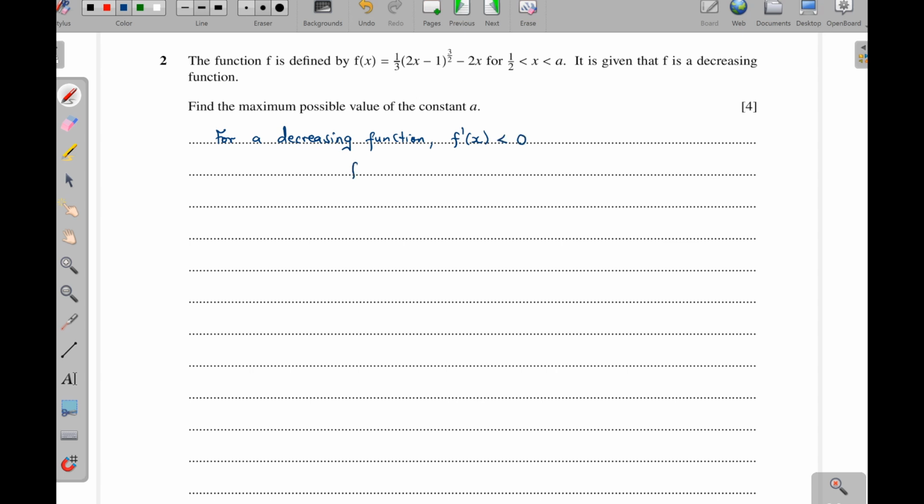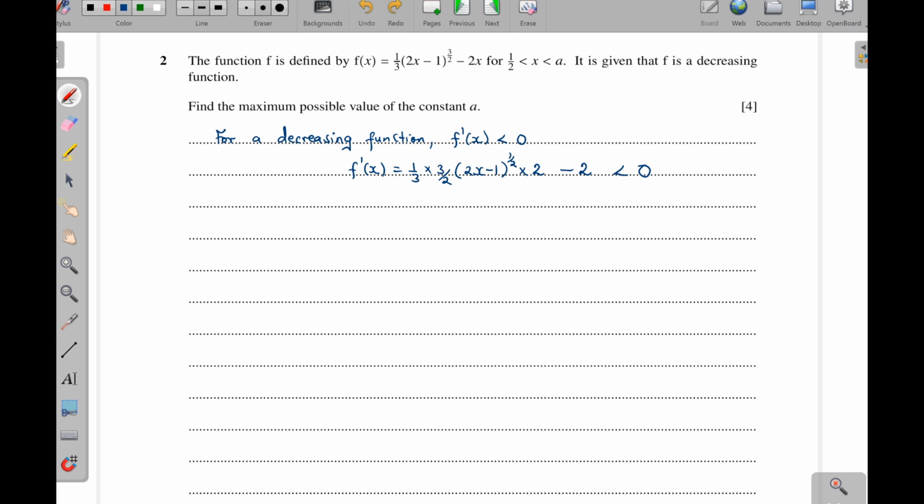So now we find the f prime of x here. So drop this power here. You have a third, then times 3 over 2 into 2x minus 1, and then power 3 over 2 minus 1, that will be a half. Then times the derivative of what is inside here using the chain rule, this one will be a 2. Then minus, when we differentiate here, we get a 2, not so? Then this one has to be less than 0.